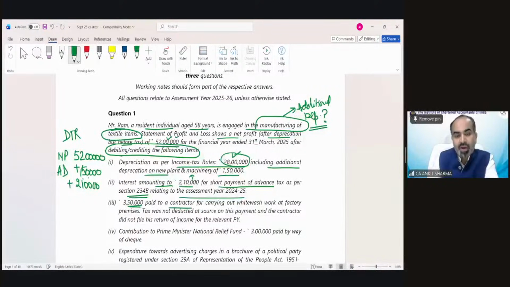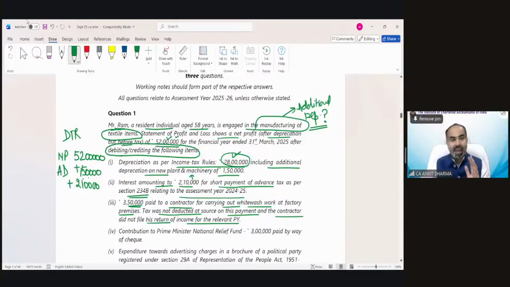3,50,000 paid to a contractor for carrying out whitewash work at factory premises. Tax was not deducted at source on this payment and the contractor did not file his return of income for the relevant previous year. Now the TDS concept is applicable. So the total payment of 3,50,000 we have claimed as deduction to arrive at the profit of 52 lakh. Out of this 52 lakh, I have claimed the full 3,50,000 deduction. What should we do now? Do I need to add back something or not?